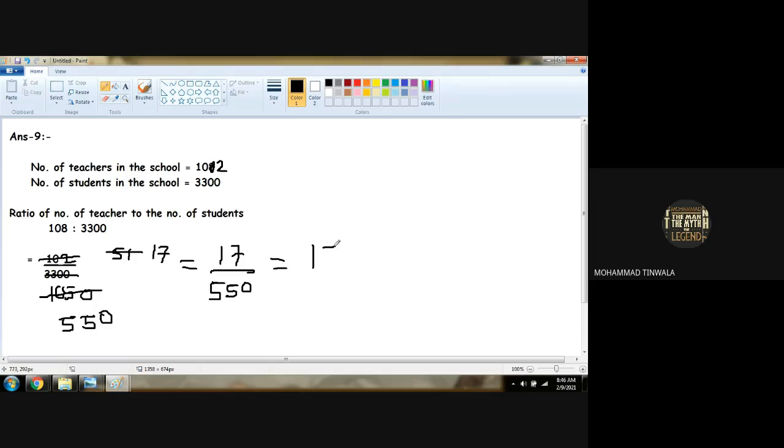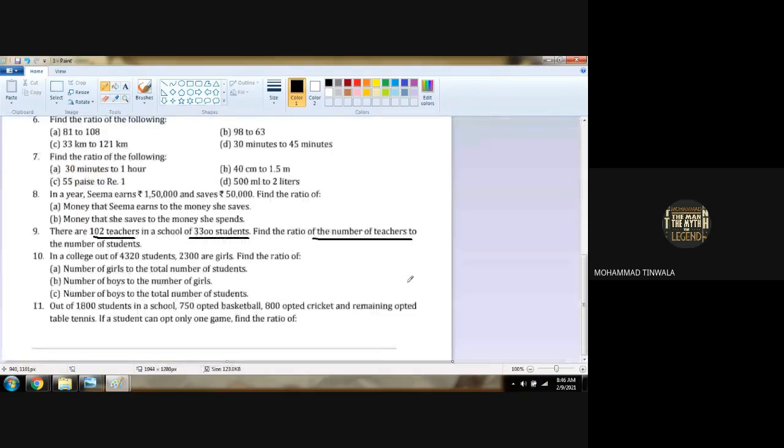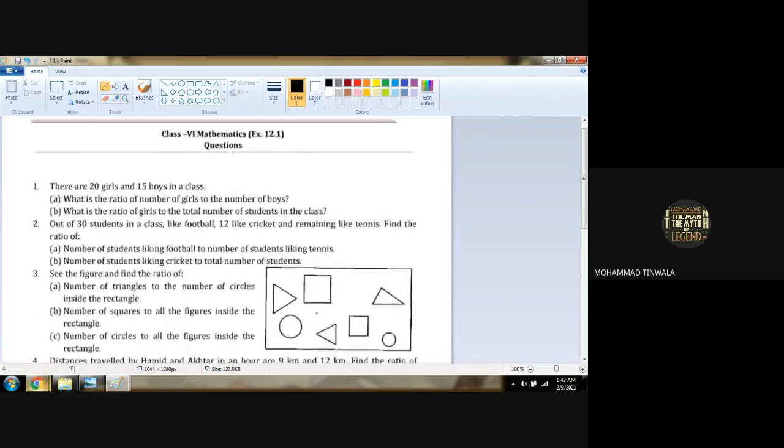So our answer is 17 is to 550. Is that clear? Yes, sir. Anybody has any doubt with this? No, sir. So your homework will be to complete all the sums one time in your fair book and one time in your rough book up till question number 9 from exercise 12.1.